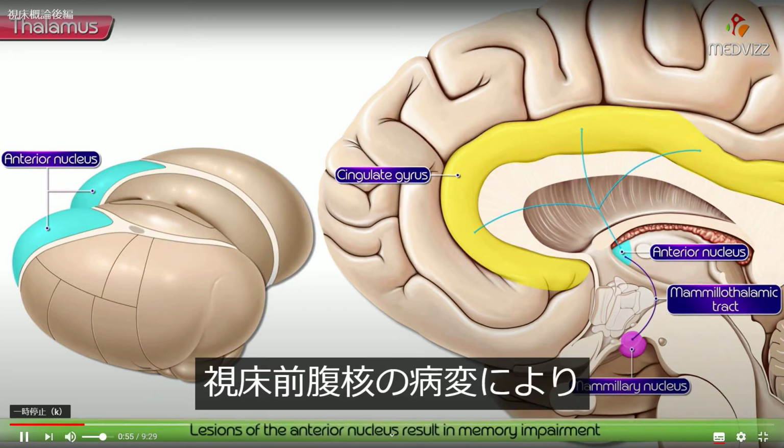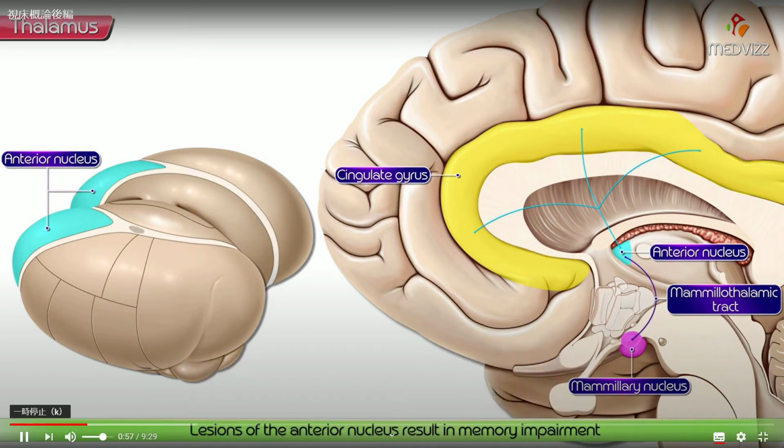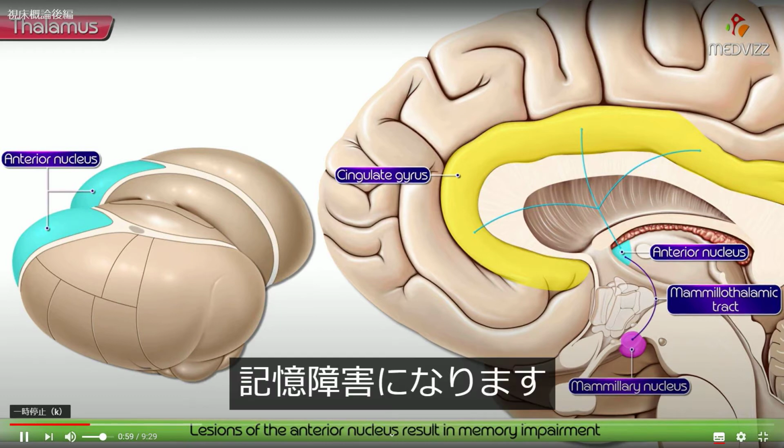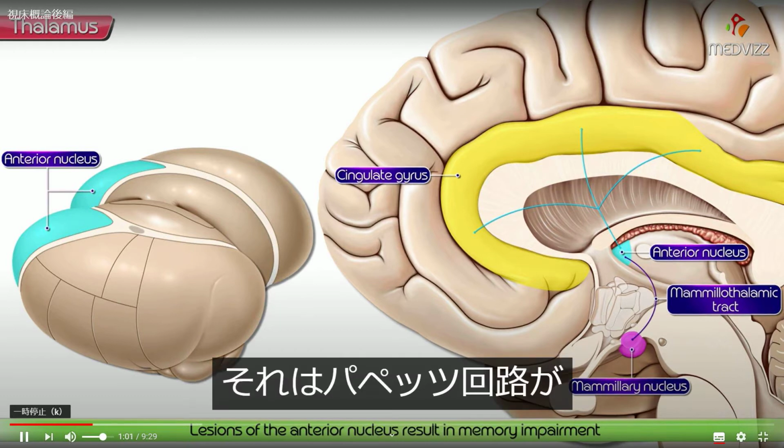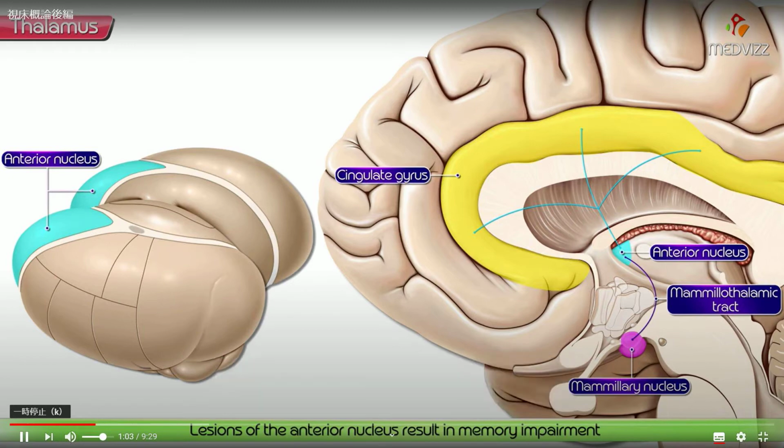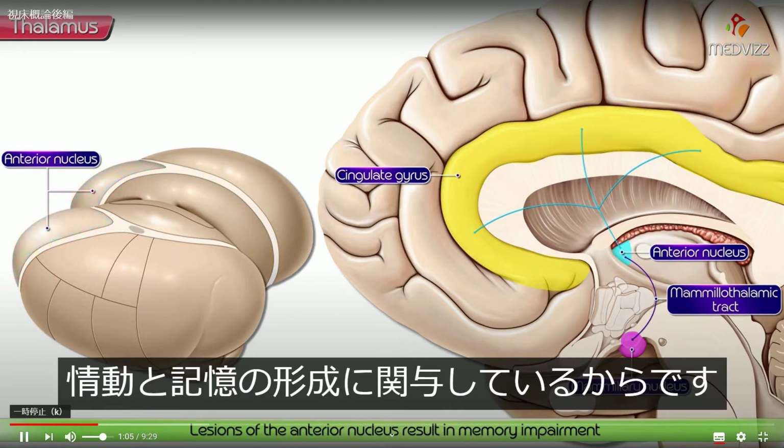Lesion of the anterior nucleus of the thalamus results in memory impairment, because the Papez circuit is the one which is responsible for intelligence and memory.